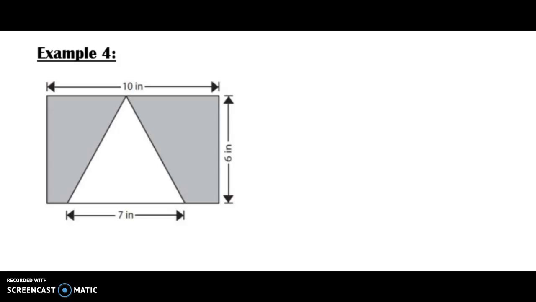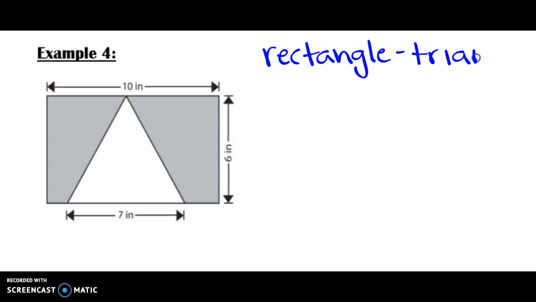For example 4, again, we have a triangle inside of a rectangle, and what we need to do is find the area of the rectangle first, and then subtract out the area of the triangle so that we can just get the shaded area. So for my rectangle, my area will be my base times my height.